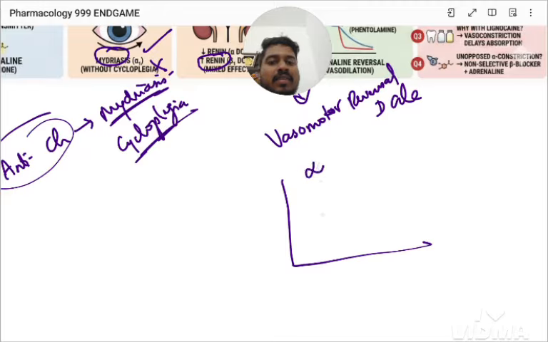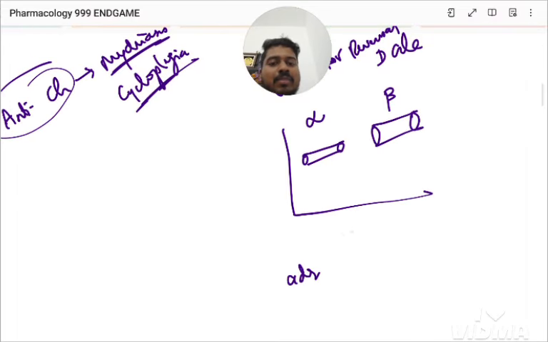Alpha will cause vasoconstriction. What will beta cause? Beta will cause vasodilation. So whenever you are giving ADR, what will happen? It will cause vasoconstriction, so the vessel will become small, correct? Now what happens when you give an alpha blocker also?